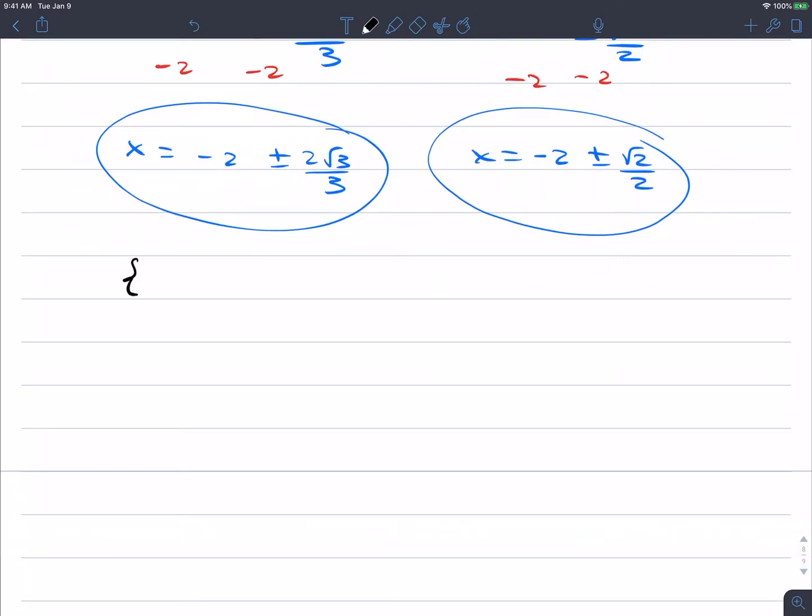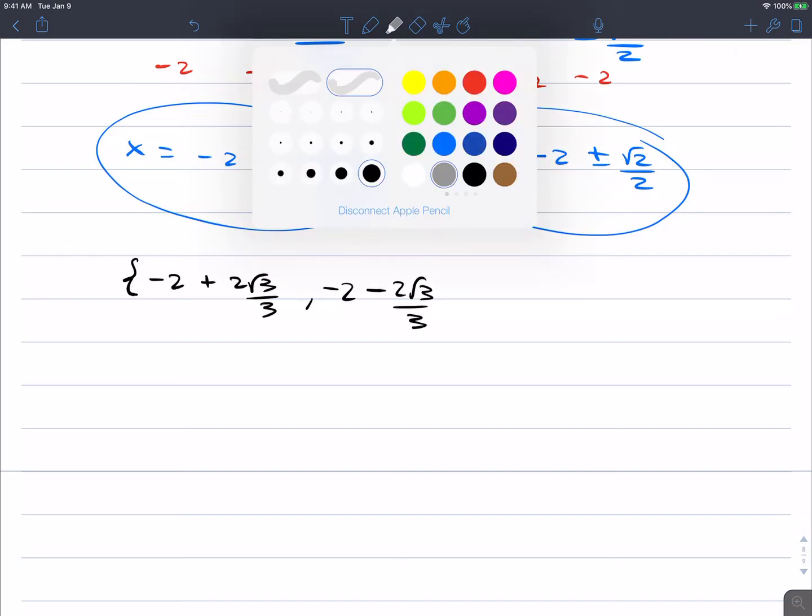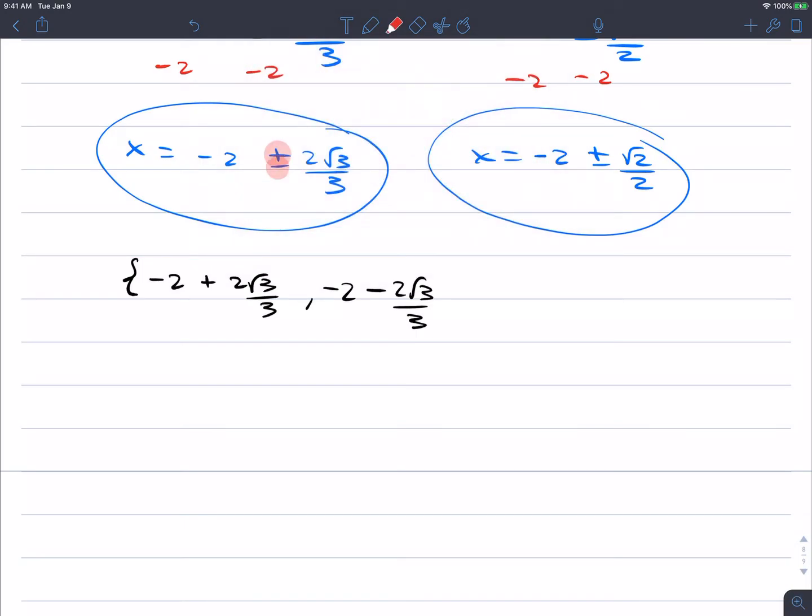But if you look in back of the book, you see a solution set notation that'll look like this. That's because we have plus or minus. So here's the plus, here's the minus. We also have the other solution, negative 2 plus the square root of 2 over 2, negative 2 minus the square root of 2 over 2. Because again, plus or minus, we have plus, we have minus. We're done.